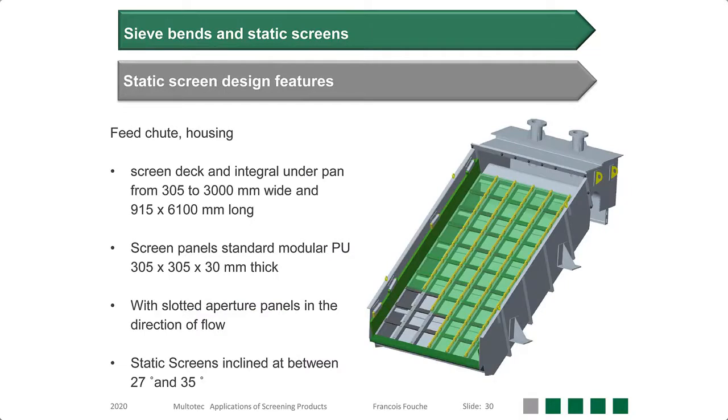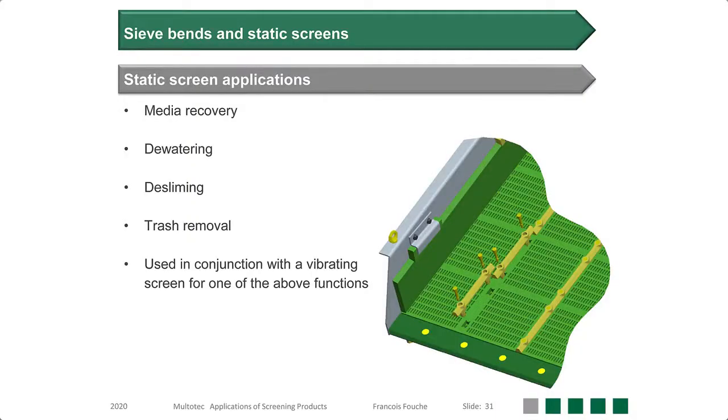The static screen can also be considered for the removal of fines. These units are available from 300 mm wide up to 3000 mm wide and up to 6 meters in length. The static screen performs a similar duty as the sieve bend, and they've become more popular over time at the expense of the sieve bend. This is probably due to the fact that they make use of modular screen media, which are more economical, and also the fact that the media does not require frequent turning to maintain the sharp cut point.